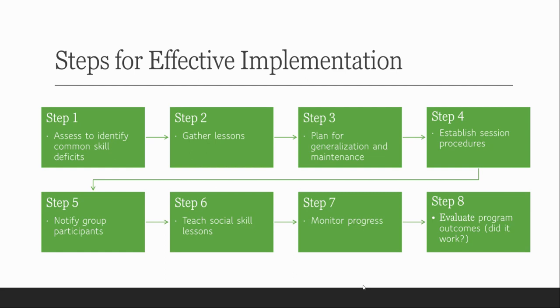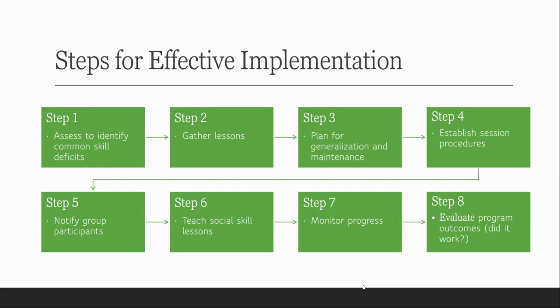So let's talk about the steps for implementing an effective implementation of the social skills intervention groups. The first step is to assess, using some process, to identify those common skill deficits of the students that have been identified as good candidates for social skills intervention groups, to identify what those skill deficits are, what is common, whether it's communication, and we'll look at some of the different skills. The next step is to gather lessons.